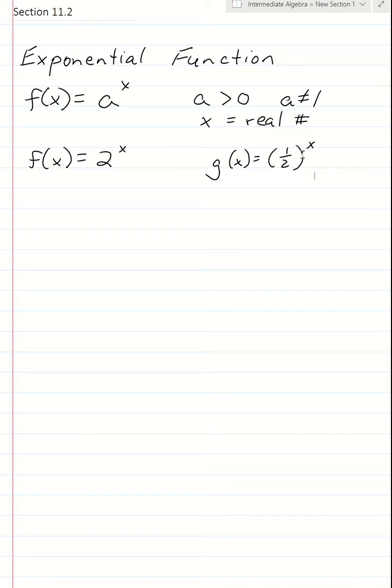And what we want to do, first of all, with these exponential functions is we want to graph them. We want to see what the graphs of these two exponential functions are going to look like, provided we put them on the coordinate plane. And let's graph each one independently. For starters, let's graph the function f of x equals 2 to the x power.